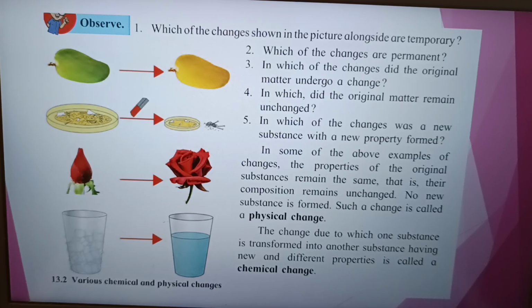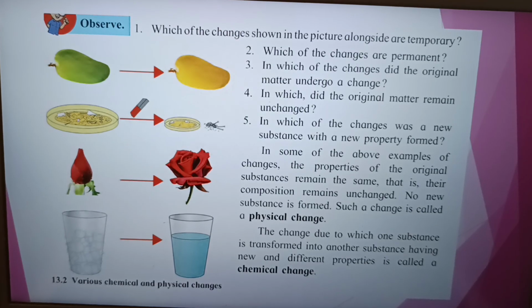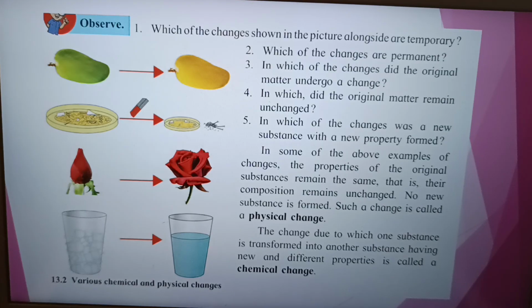However, the change due to which one substance is transformed into another substance having new and different properties is called a chemical change. For example, the raw mango. It was earlier raw and then it ripened. So the composition of that substance has changed to another. This type of change is called a chemical change.